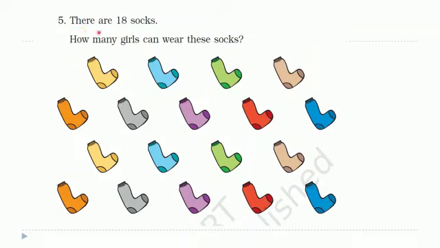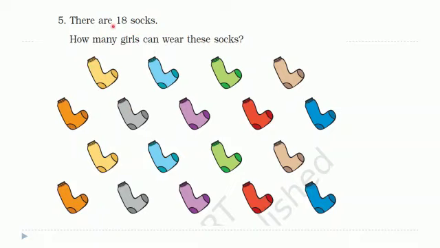Fifth one, there are 18 socks. How many girls can wear these socks? Now total how many socks are there? 18. And we have to find how many girls can wear these socks. So one girl wears how many socks? Yes, one girl will wear 2 socks.